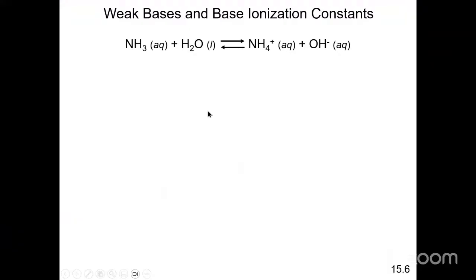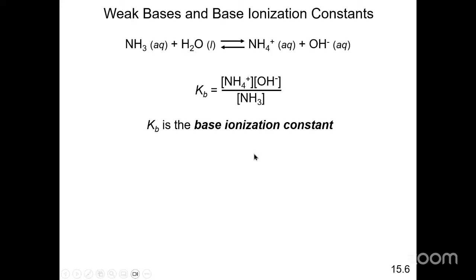Okay, when it comes to weak bases, it's a very similar approach to what we did with weak acids. So for weak bases, I'm going to use ammonia as an example. This is how ammonia reacts with water to form ammonium and OH minus. So we can write down an equilibrium expression for the dissociation of the weak base, and the equilibrium constant in this case is called the base dissociation or ionization constant, Kb. So Kb is equal to the concentration of NH4 plus times the concentration of OH minus divided by the concentration of ammonia, based on this equation right here.